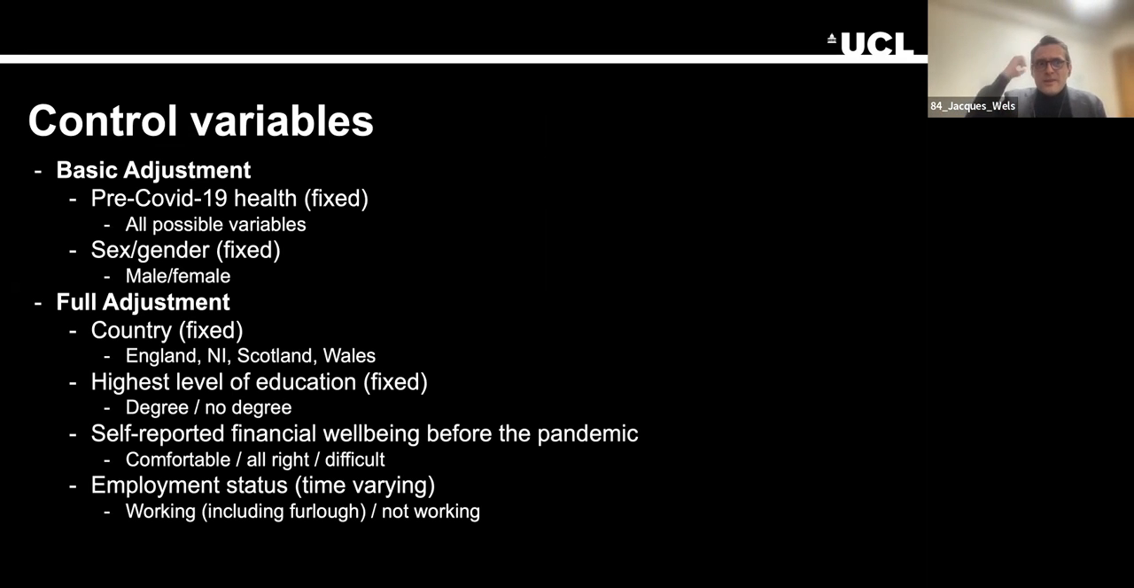And we have a full adjustment that additively controlled, so we include pre-pandemic health and sex and gender, plus country or county, depending on how you want to call it: England, Northern Ireland, Scotland, Wales. Highest level of education. Here we only distinguish degree and no degree, for reasons that you can understand due to the homogenization across the data set. Self-reported financial well-being, comfortable or with difficulty, and the employment status, whether people were working or not working. When I say working, this includes self-employed and furlough, so those who are associated to any form of employment versus those who are not.